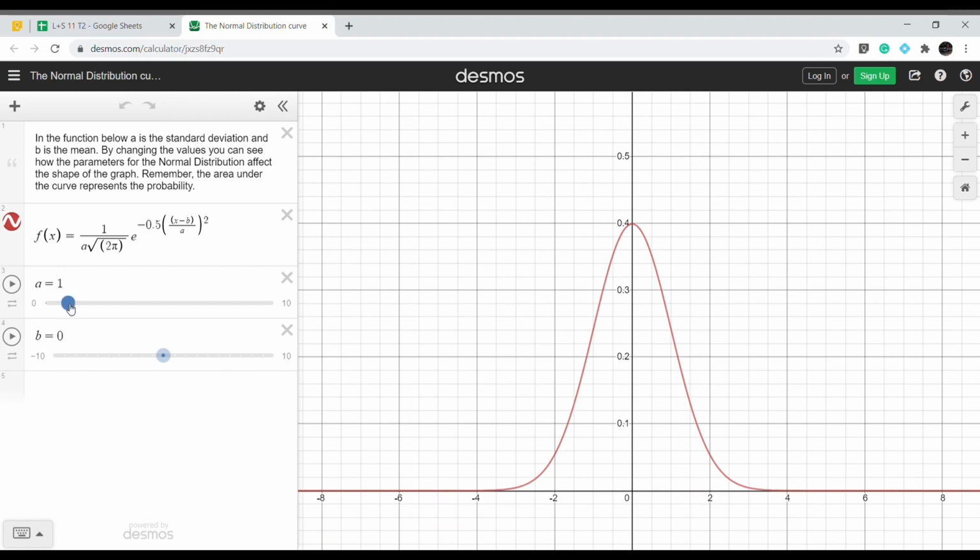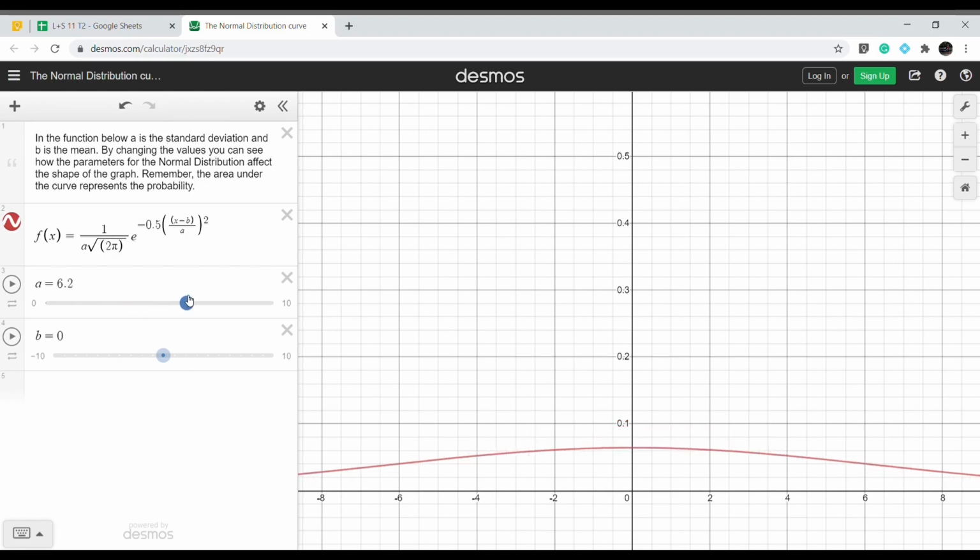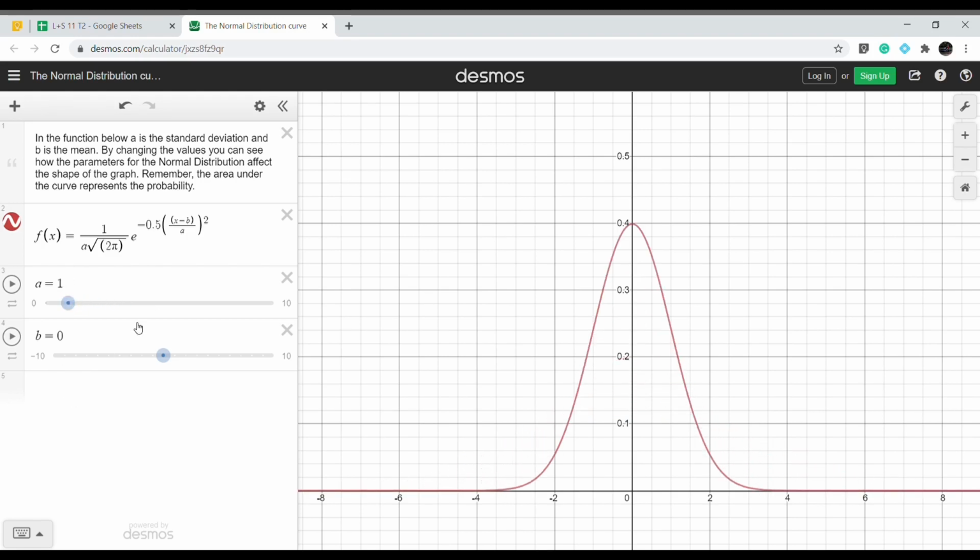So let's see. If I change, you see that as I increase the value of the standard deviation, the curve becomes wider and wider and wider, right? If I go back and I leave it at 1, it will stay like this, right?